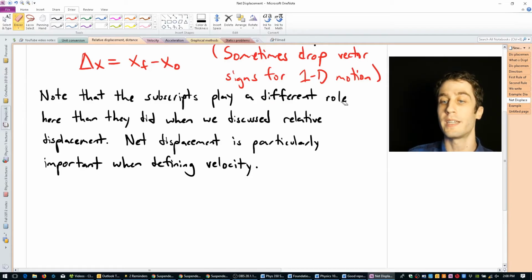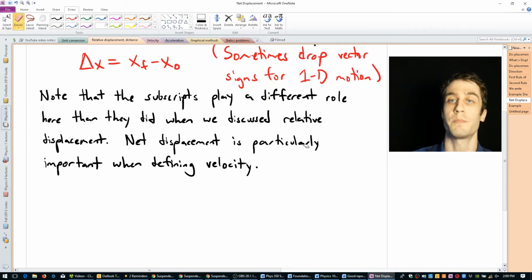Note that the subscripts play a different role here than they did when we discussed relative displacement. Net displacement: x final is just the final displacement, and x initial is the initial displacement. We don't say what it's relative to, but as long as it's implied that these are both relative to the same position, when you subtract them you get a quantity that doesn't even need subscripts. So that's very nice. And net displacement is particularly important when defining velocity, and that's going to be the subject for our next video.